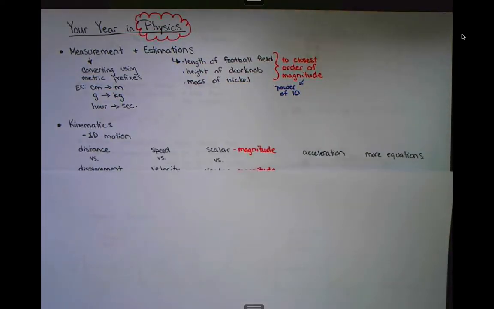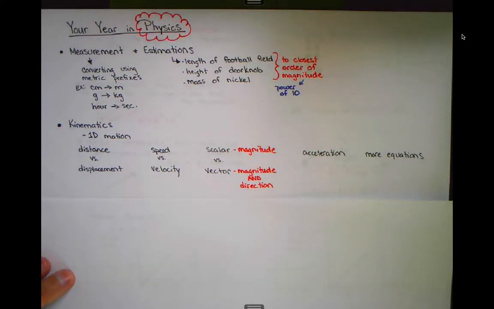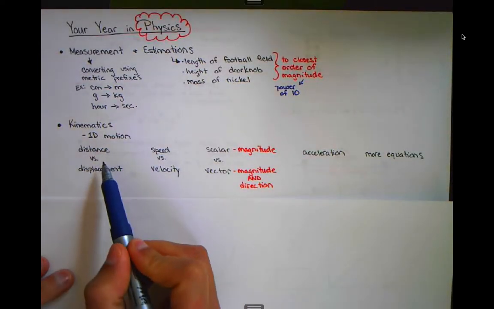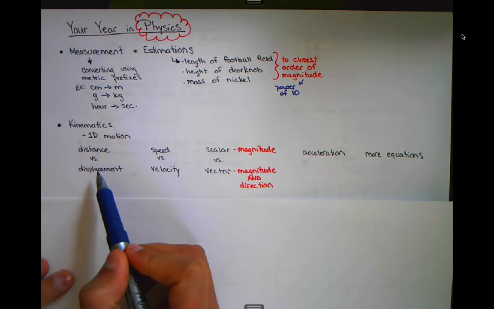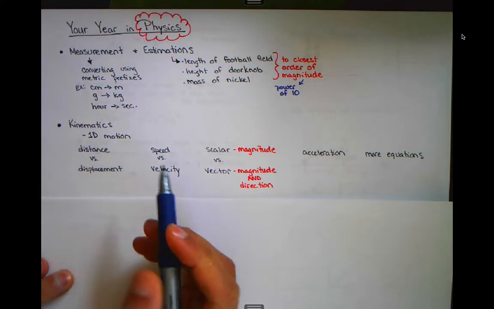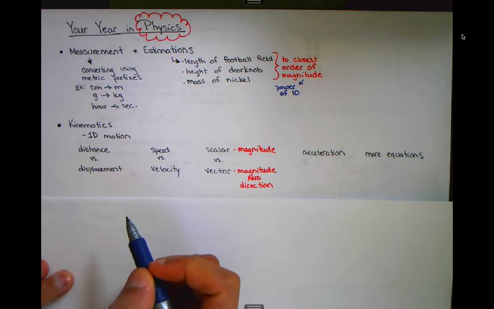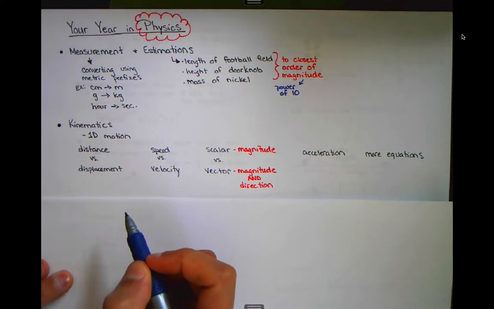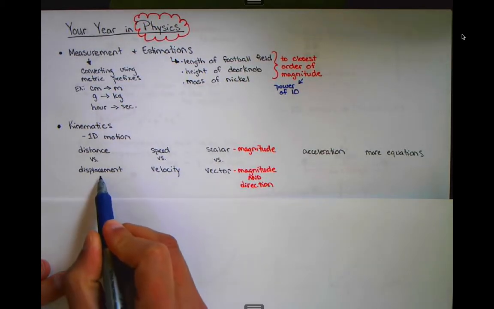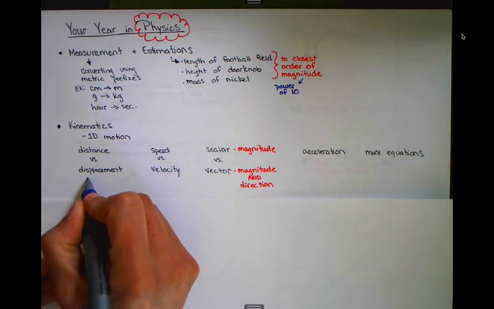So we started with 1D motion, right? So a couple of things we defined right off the bat, distance versus displacement, right? So remember here, distance is the total path that you travel, including every step, going backwards, right? Displacement, however, is the shortest path from start to finish. So this is essentially your straight line.